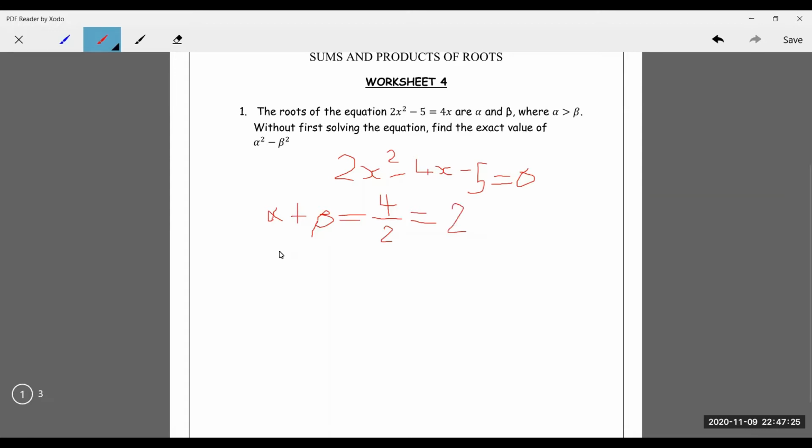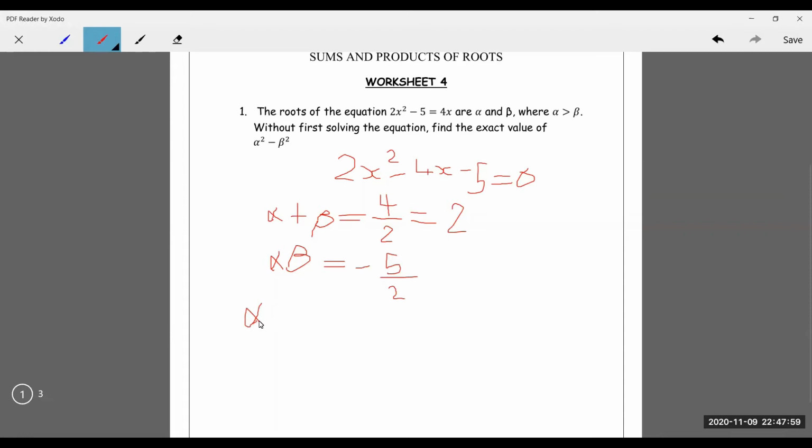What else do we know? We know that alpha beta, which is the product of the two roots, is equal to c over a. And so that's negative 5 over 2 is alpha beta. Nice. Now what is alpha squared minus beta squared? We want alpha squared minus beta squared.